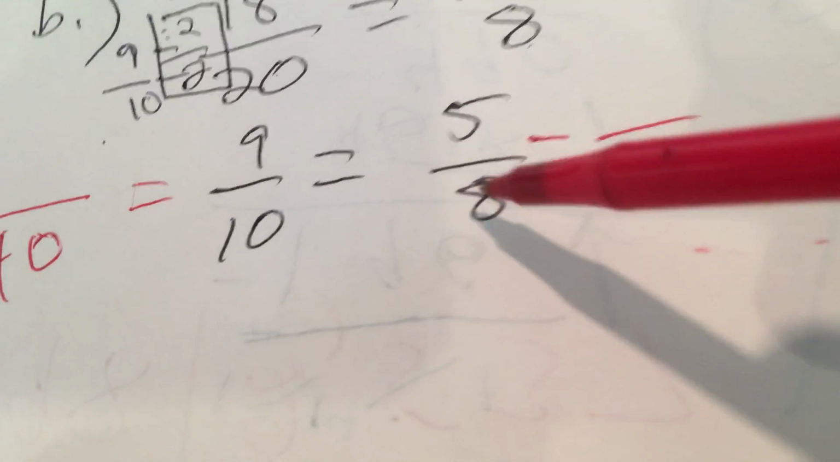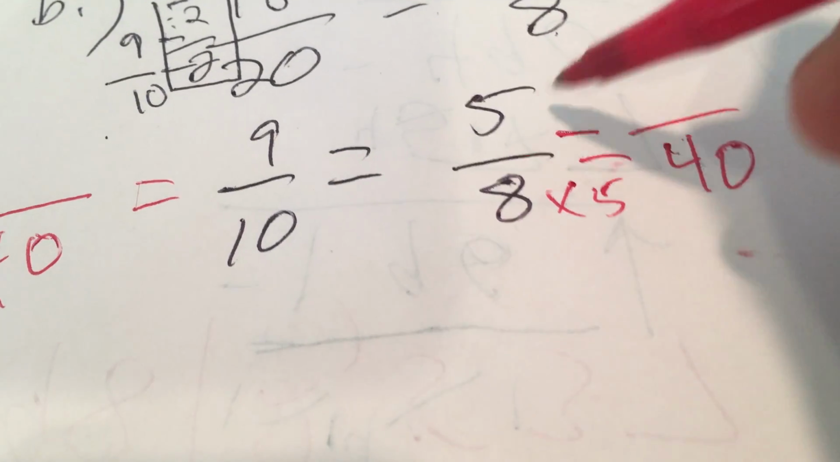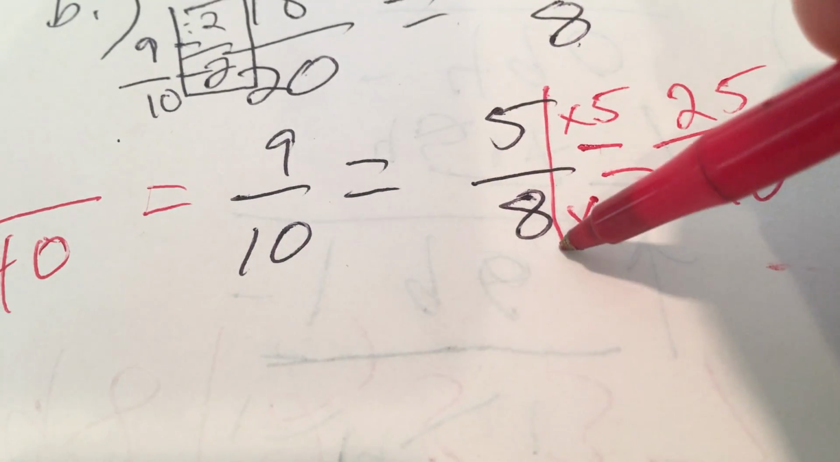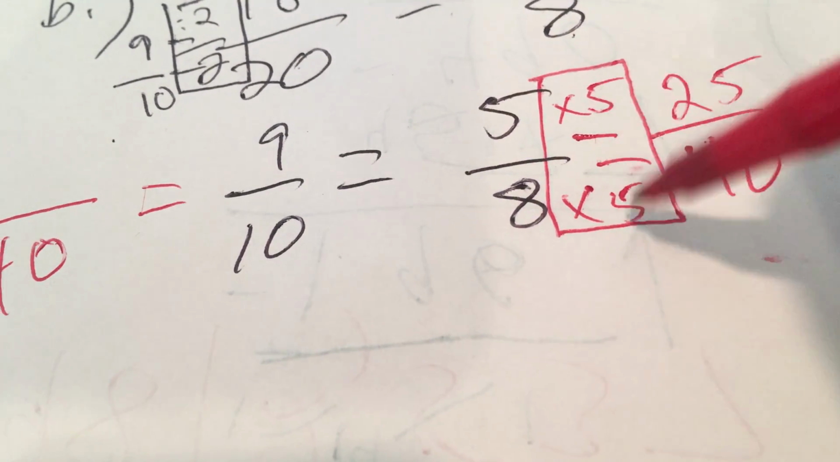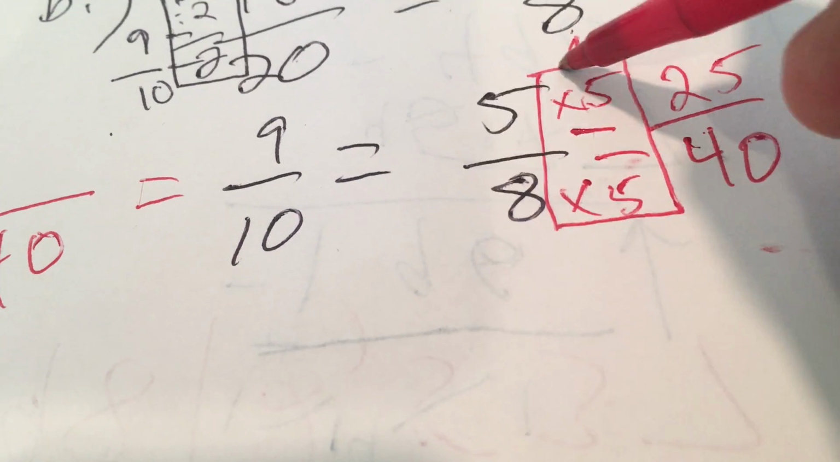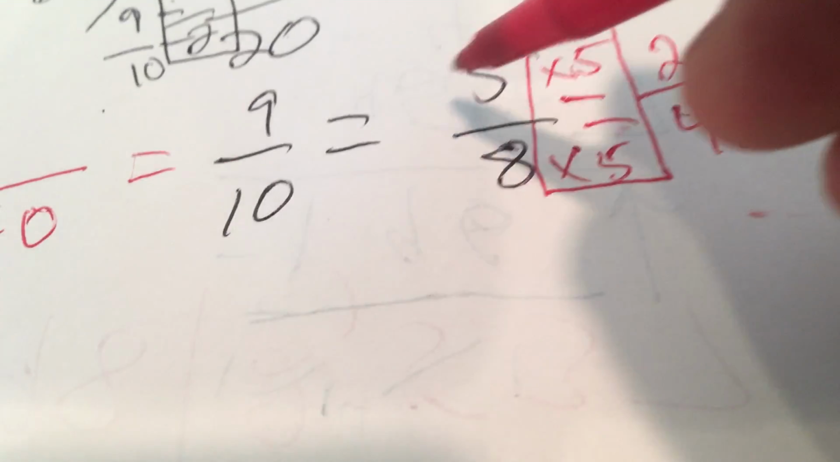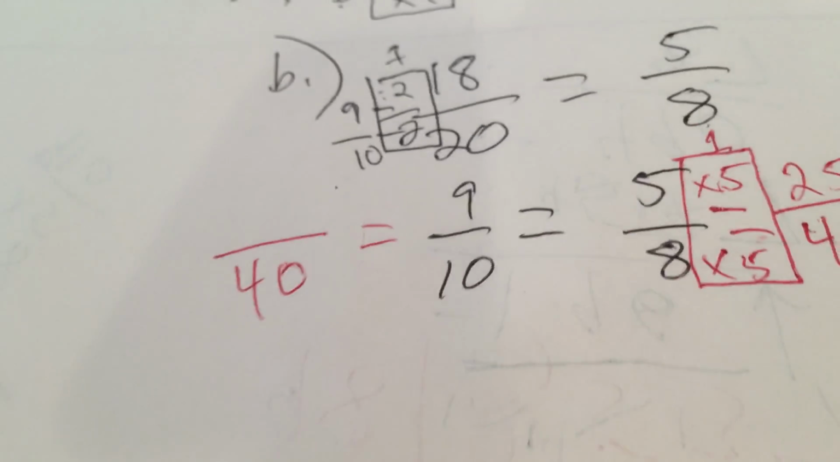Okay, so let's try this side. 8 times 5 is 40. So we have to do 5 times 5 is 25. That way we just multiplied 5/8 times 5/5. And since 5/5 is equal to 1, we didn't really change its value, right? We did 5/8 times 1, but an equivalent fraction to 5/8 is 25/40.